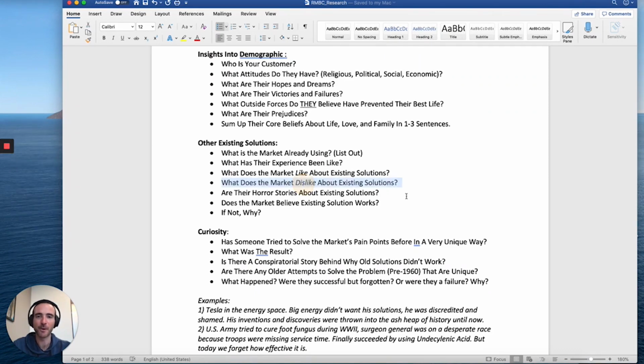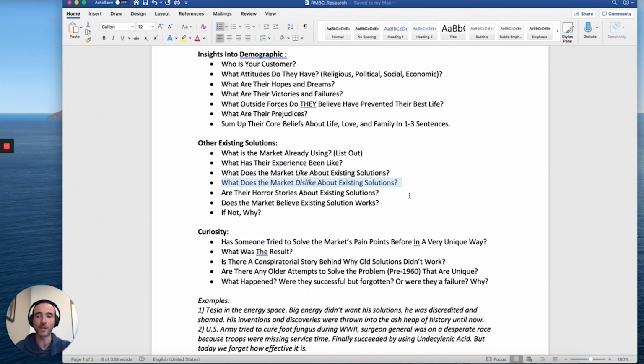And then we also want to capture what the market dislikes about the existing solution. So maybe it's hard, or it's a starvation diet, or the ingredients give them diarrhea, whatever it is. We want to capture that as well. And why do we want to capture that? Well, simple, because when we're going to be selling our product or solution to them, we want to know if what they like about existing solutions is also inherent in the solution that we are offering. We want to point that out.